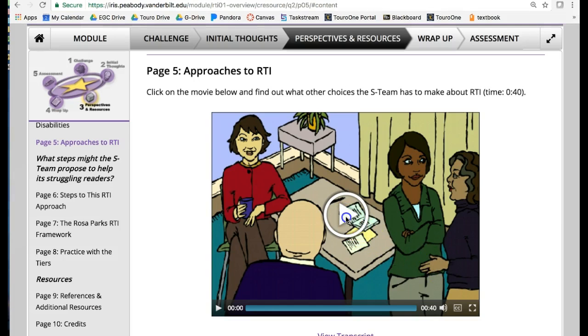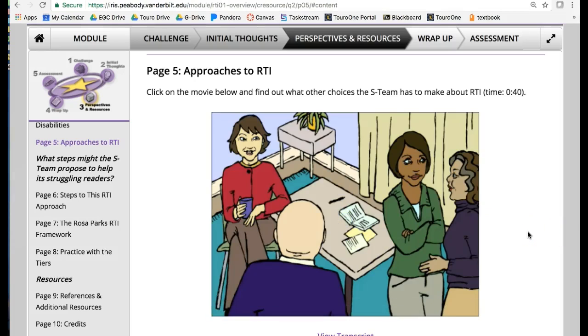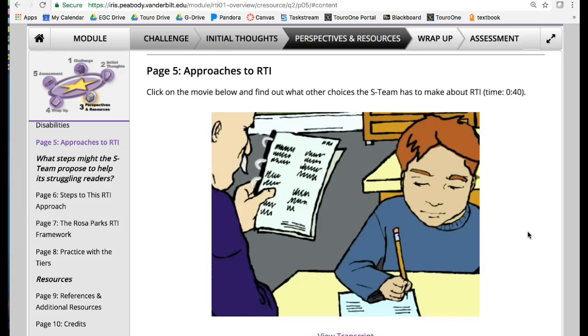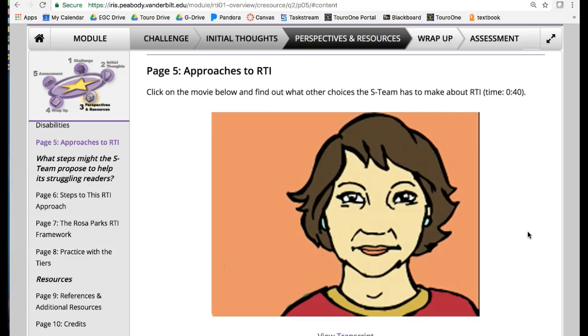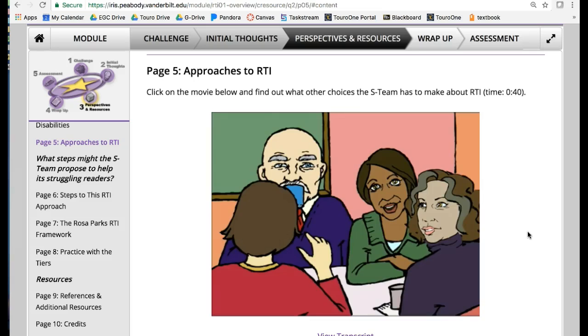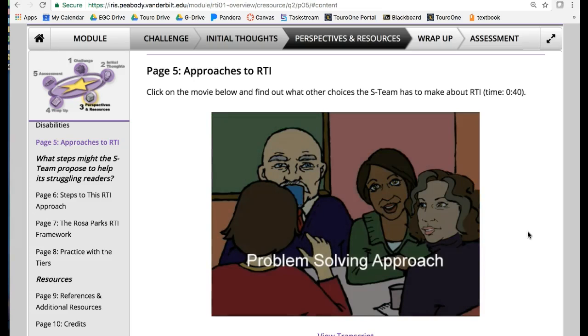So we'll go back to our friends at Rosa Park. The S-Team members now think that RTI might solve the problems they have faced, trying to expedite help to students with weak reading skills. They also think that RTI may well solve many of their frustrations with the current method for identifying students with learning disabilities. But the S-Team has more decisions to make. Ms. Jacobs tells her colleagues that there are a couple of approaches to RTI being used across the country, and even in different districts in their state. Before moving forward, the team needs to learn more about the two basic approaches to RTI. One is called the problem-solving approach. The other is called the standard protocol approach.